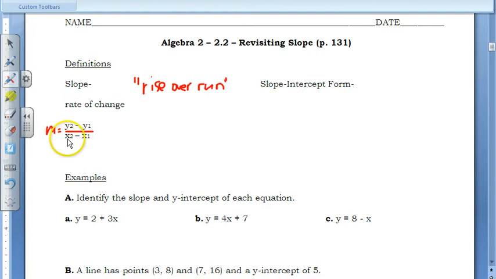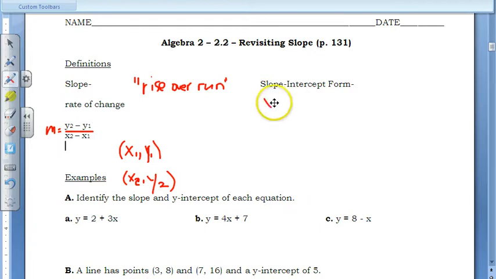These x1, x2, y1, y2 variables come from when you have a pair of ordered points. So that's supposed to say x1, comma y1, x2, comma y2. When you're given points, like we'll do an example down here, you would substitute those values into this formula and it gives you your slope.